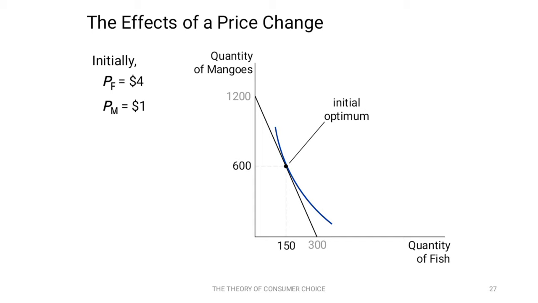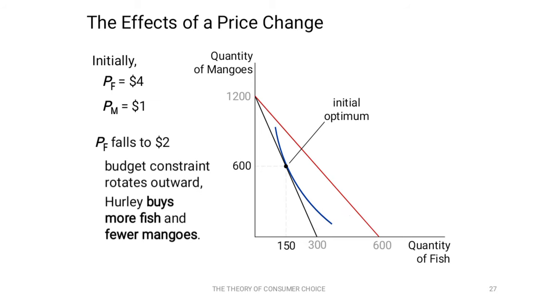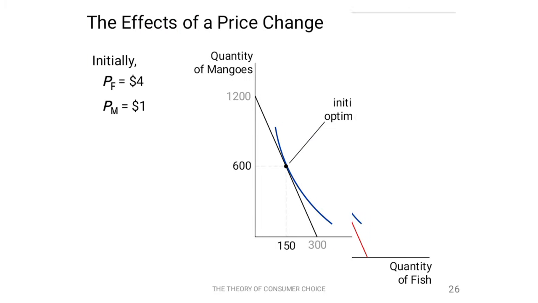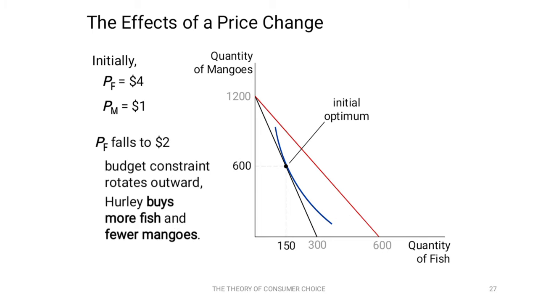Another example is the effect of changes in price. The same thing, a change in price causes a rotation in the budget constraint. When it rotates, where you plot your indifference curve depends on what type of good it is, normal or inferior. So here, Ali buys more fish and less mangoes if mangoes are inferior. This is what happens when there is a fall in price.